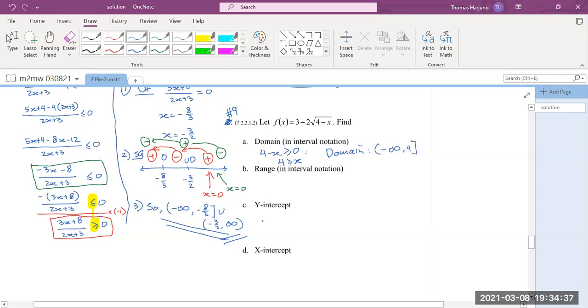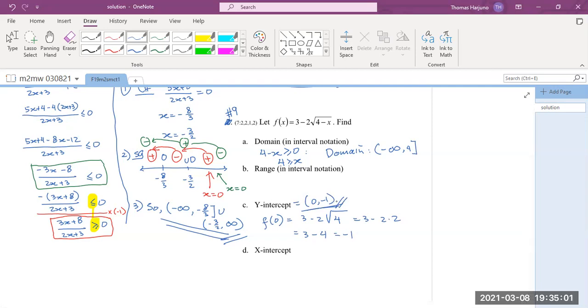For the y-intercept, I need to compute f(0), right? That's 3 minus 2 square root of 4 minus 0. That's 3 minus 2 times 2, which is 3 minus 4, which is -1. So the y-intercept is (0, -1). Remember, x-intercept and y-intercept are coordinates, not numbers. I want you to write it in coordinate form.